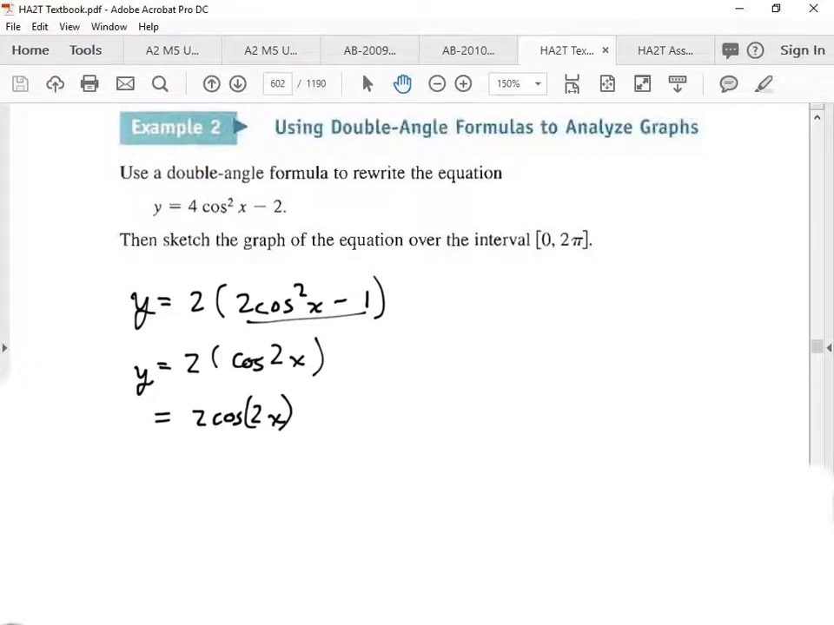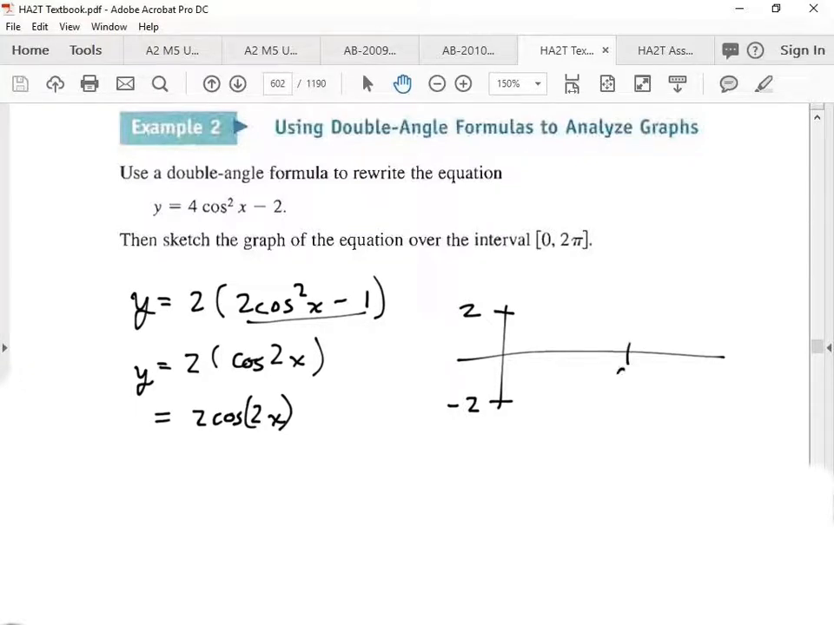Okay, so now we're supposed to graph it. I don't know if you guys remember, do you guys remember what that 2 does in the front? It makes your maximum 2 and your minimum negative 2 instead of 1 and negative 1. Do you guys know what this 2 does? The period pi. Yeah, it makes a period pi.